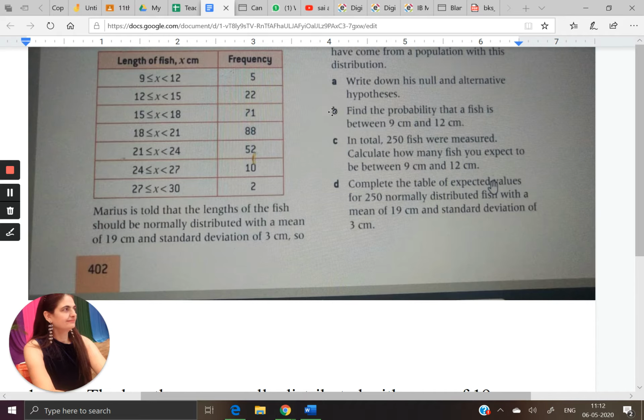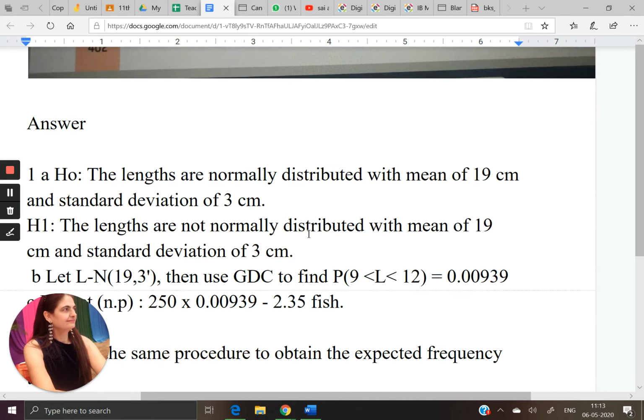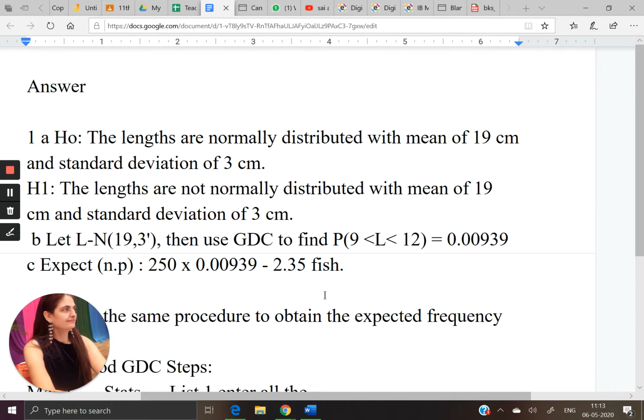The B part asks us to find the probability that a fish is between 9 and 12 centimeter. So here we have to follow the normal distribution steps in GDC, where you go to distribution, you go to normal, and in the lower and upper cases here, you will put a 9 and a 12, then enter the mean and standard deviation and execute, you will get the probability of 0.00939.